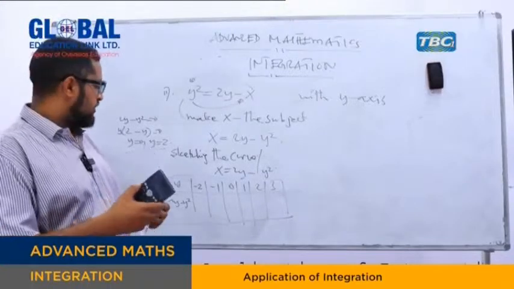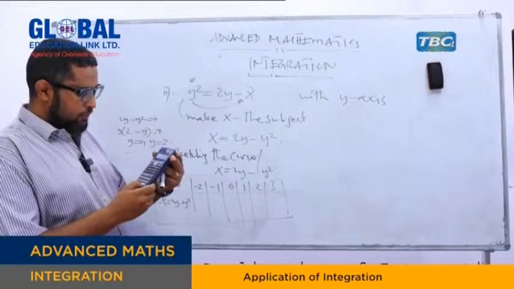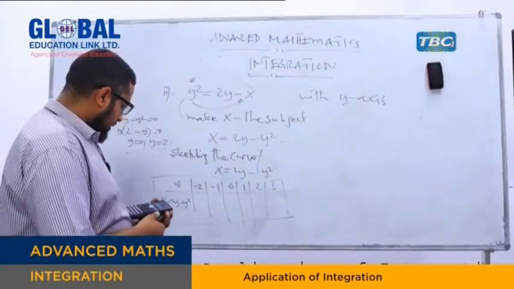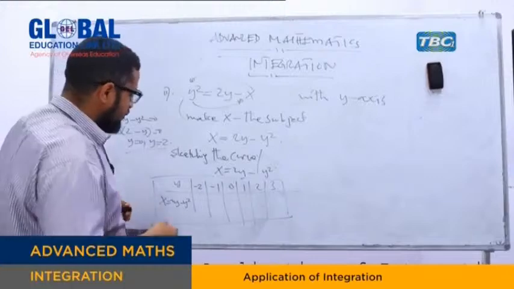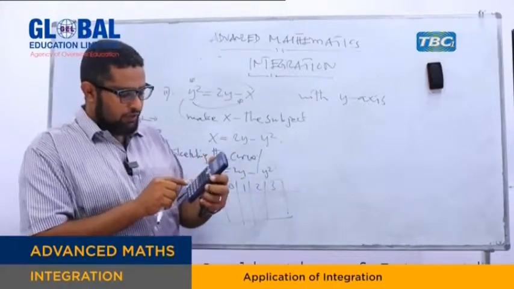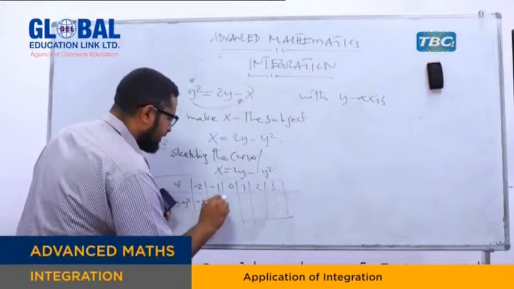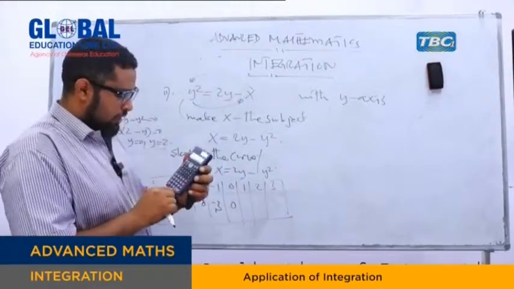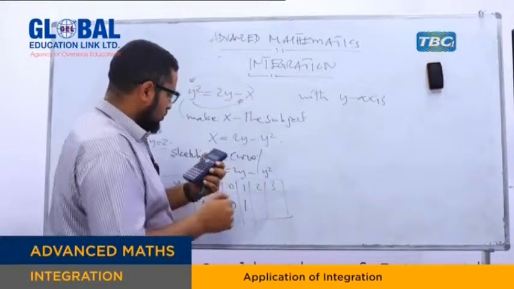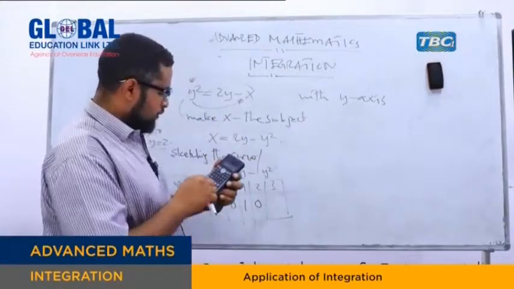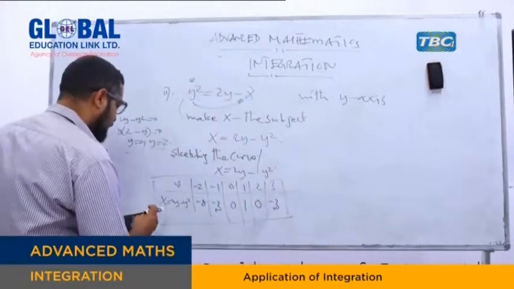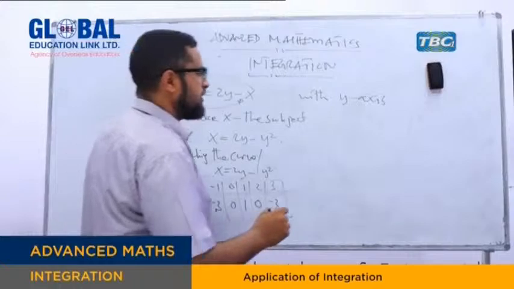Let's see, when the value of y is equal to negative 2, what is the value of x? So we calculate. When y is equal to negative 2, we obtain negative 8. Again, when y is equal to negative 1, we obtain negative 3. When y is 0, we obtain 0. When y is equal to 1, we obtain 1. When y is equal to 2, we obtain 0. When y is equal to 3, we obtain negative 3.